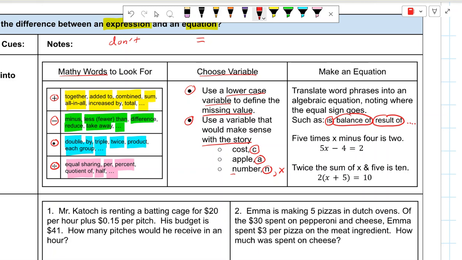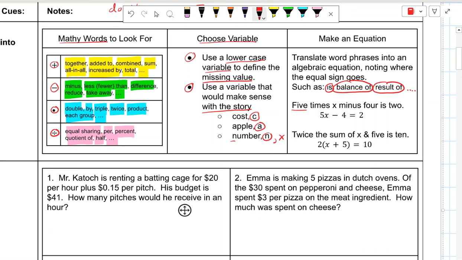Let's take a look at this first one. 5 times x minus 4 is 2. So the word is stands out to me as the equal sign, and we have the is right here. It says 5 times x, and you can see that we have 5 times x here, minus 4, and I am subtracting 4 from the 5x. And it says is 2, so 2 would go on the other side of the equal sign, right here.